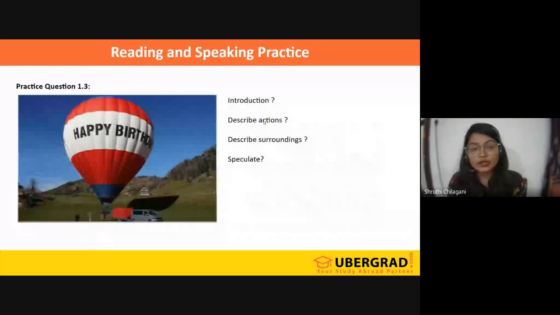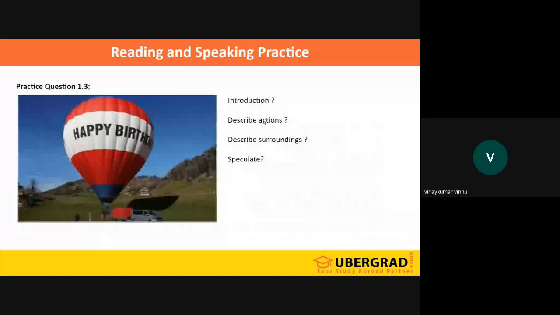Vinay, continue. In this picture, I can see that there's a person going to wish the birthday wishes, and here we can see the actions: they have arranged a balloon with the name Happy Birthday. For the surroundings, we can see there's a forest and hills around, which will be a pleasant place for surprising the birthday boy or birthday girl. And yeah, that's it.